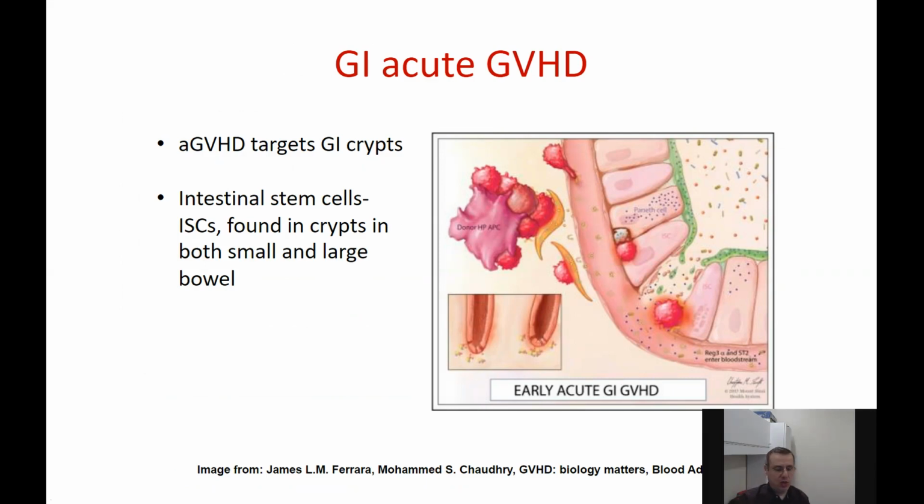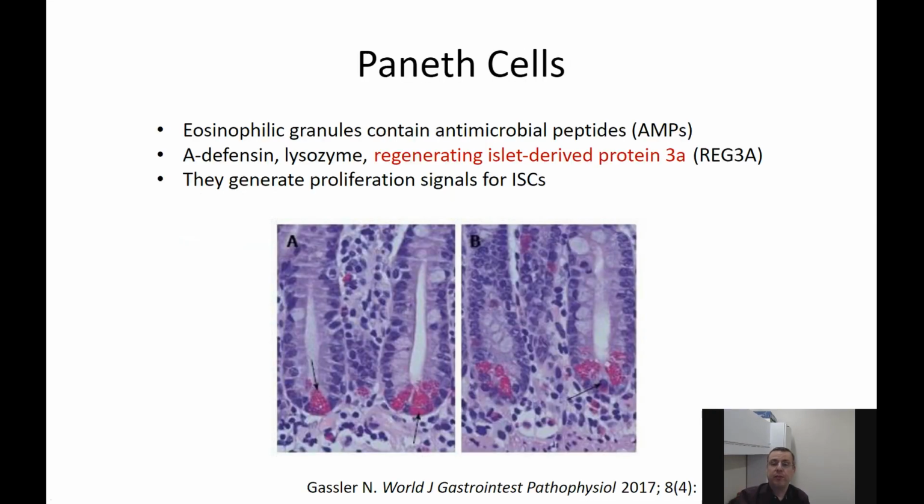Before I get into the results of what this consortium has already published, I'd like to say a few more words about acute GVHD of the lower GI and the mechanisms behind it. So acute GVHD targets the gastrointestinal crypts, which host intestinal stem cells that are found in the crypts of both the small and large bowel.